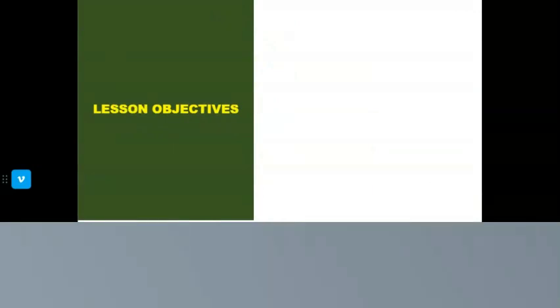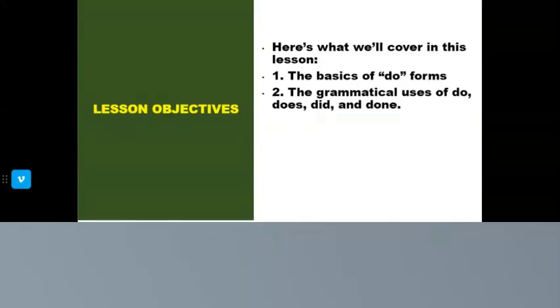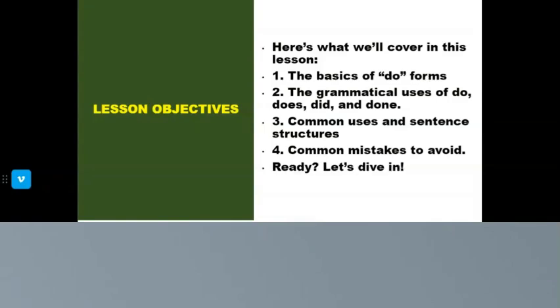Let's begin with the lesson objectives. Here is what we will cover in this lesson. Number one, the basics of do forms. Number two, the grammatical uses of do, does, did, and done. Number three, common uses and sentence structures. And number four, common mistakes to avoid. Are you ready? Let's dive in. The basics of do forms.